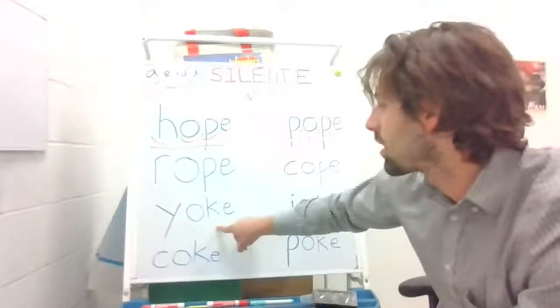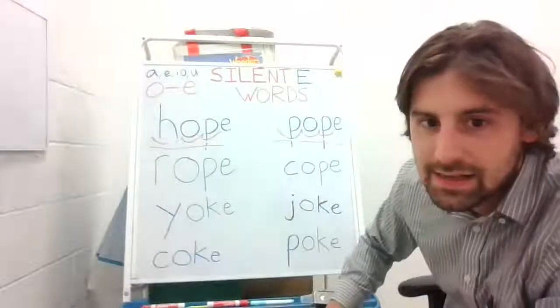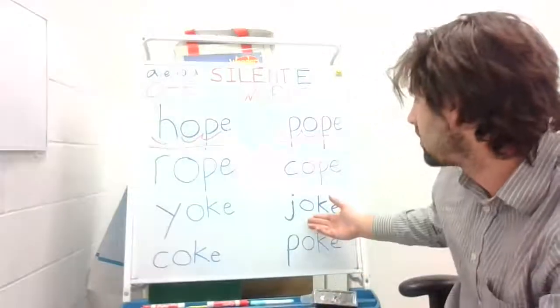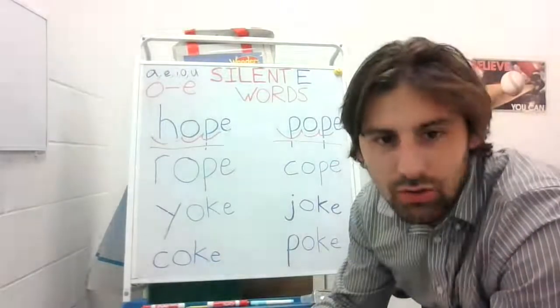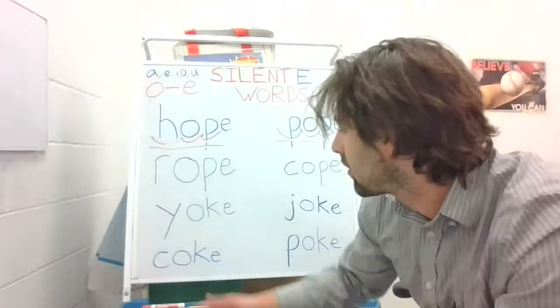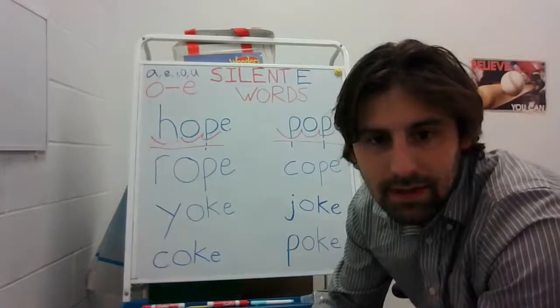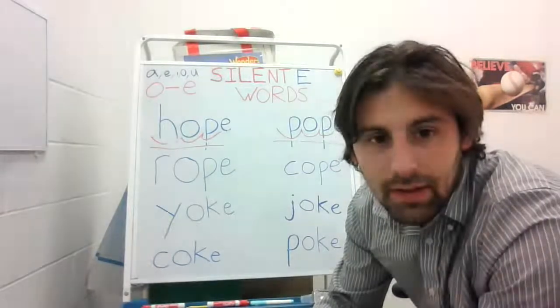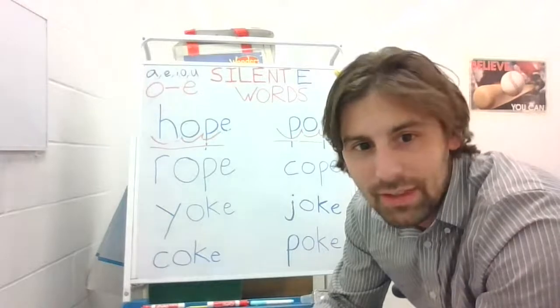Yolk. When we talk about yolk, we are talking about the yellow part of an egg. Joke. I think pretty much all of my students know what a joke is, somebody saying something funny. Coke, that's a sugary drink. It's a type of soda that tastes very, very good. It is one of my all-time favorite drinks, but it is not that healthy.